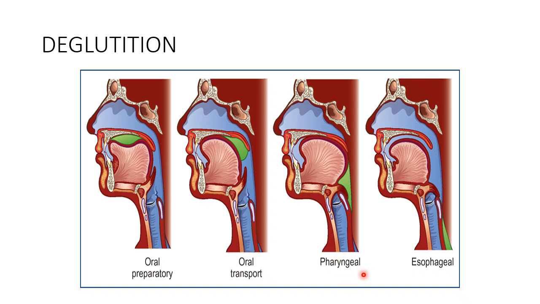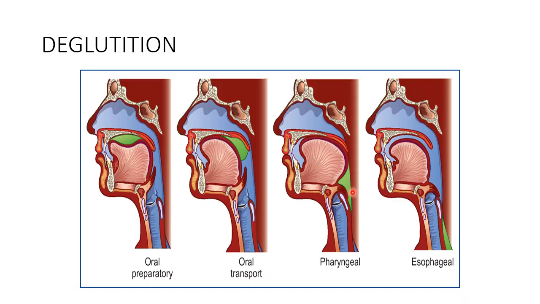The next phase is the pharyngeal phase. It is a very important phase, and this pharyngeal phase is controlled by a swallowing center. The afferent for this phase is the ninth nerve, that is glossopharyngeal nerve, and the efferent is the ninth and 10th nerve, that is glossopharyngeal and vagus nerve. These two are very important, 9 and 10 nerves. So the afferent is 9th nerve, the efferent is 9th and 10th nerve.